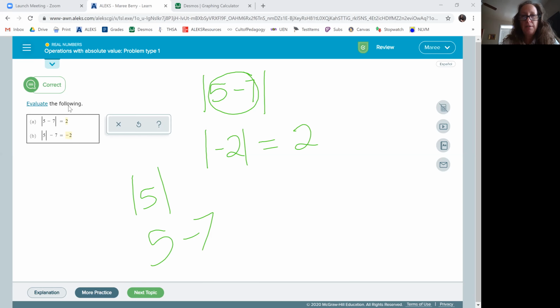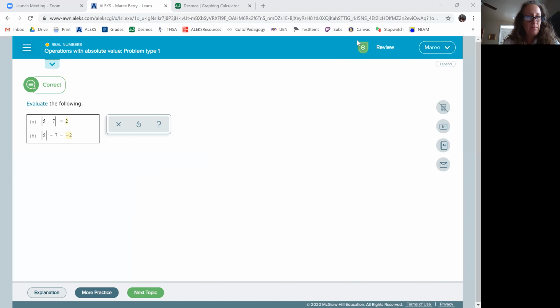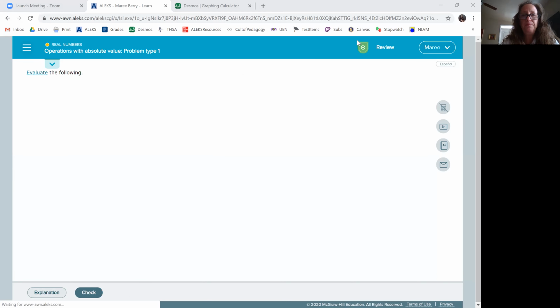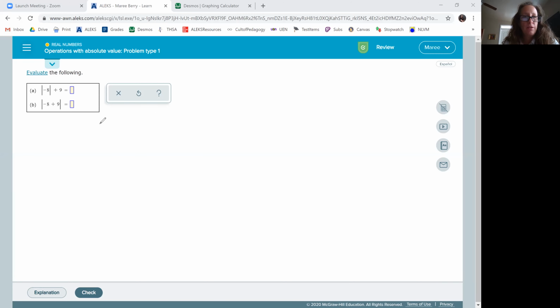Okay, let's do another example. So in the first example, we're looking at -8, the absolute value of -8. So we have to figure out how far away from zero is -8. So it's 8 units away. Then when you add 9, you get 17.